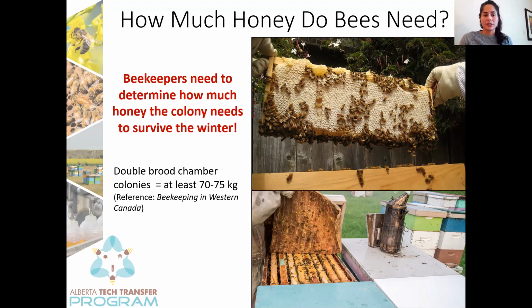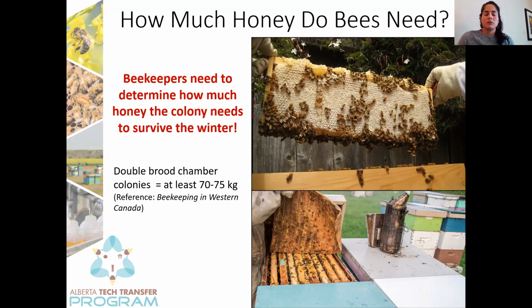Just for reference, if you have read the Beekeeping in Western Canada book, one of the guidelines for a double brood chamber colony is that they weigh between 70 to 75 kilograms to survive the winter. So this is not 70 to 75 kilograms of honey, it is the weight of the colony. The colony needs to weigh at least that to survive the winter.